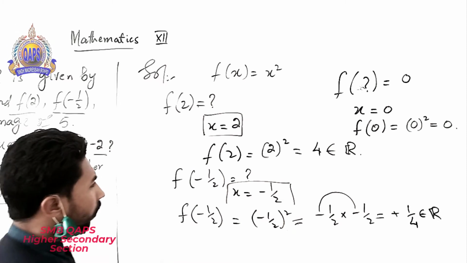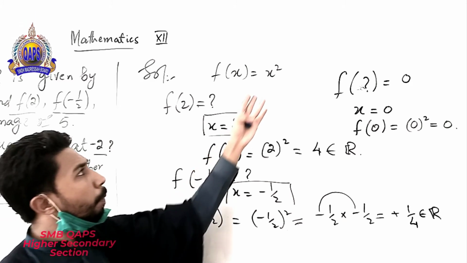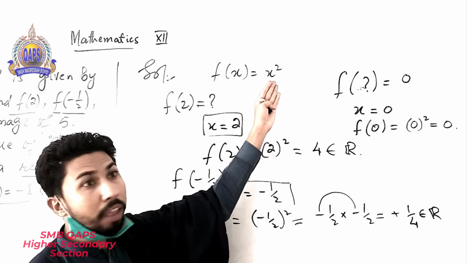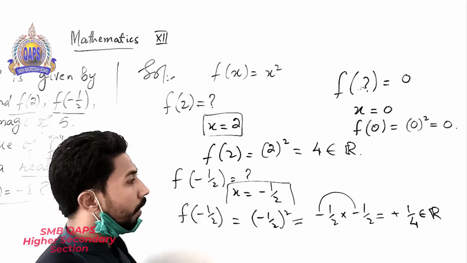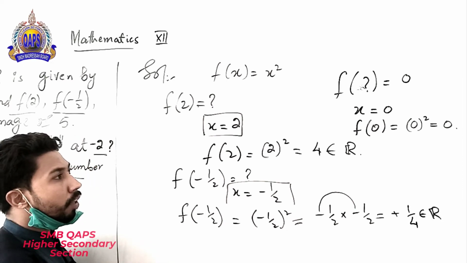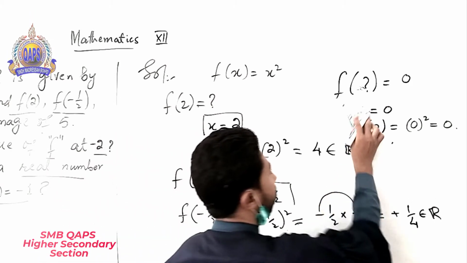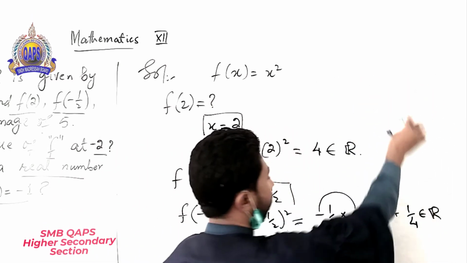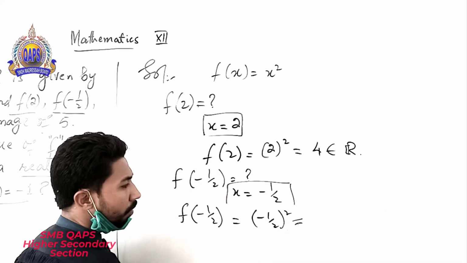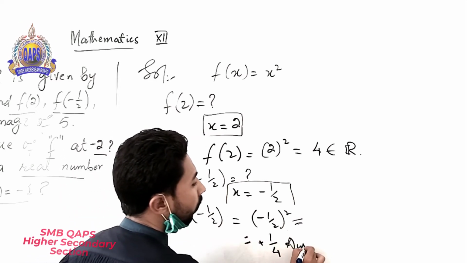Now for the image of 5, there is no particular value to put here. If we put the radical 5, then it will become only 5, or you can say the image of 5. So this is our answer because we already solved it. So this is 1 upon 4, positive, this is the answer.